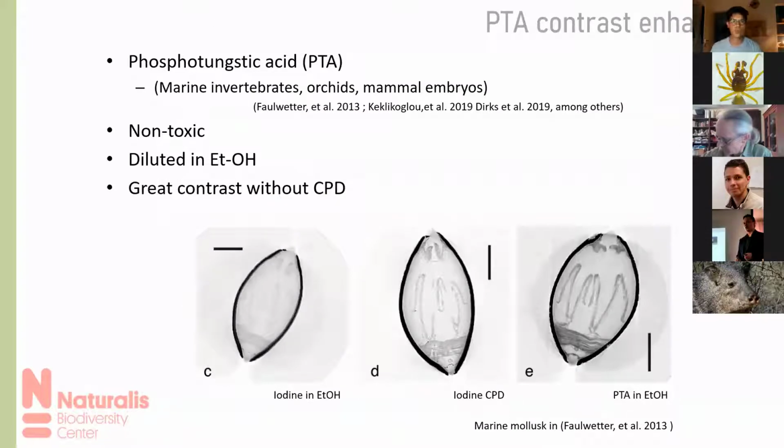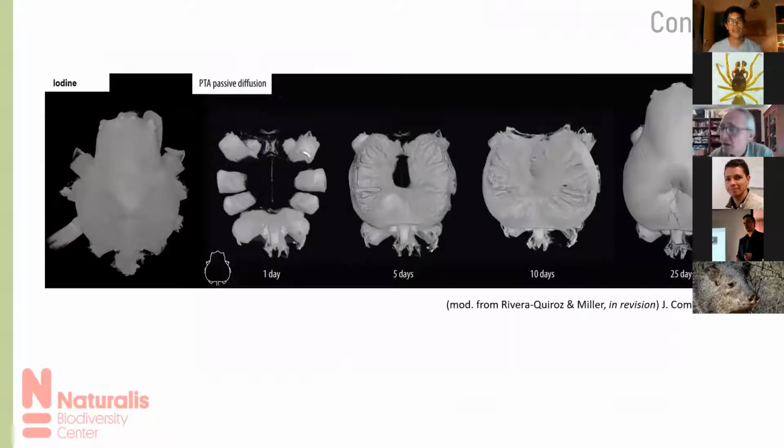And so for overcoming this problem, one of our technicians suggested the use of phosphotungstic acid, or PTA, that has been used recently in other marine invertebrates, some plants, and even mammal embryos, and has some advantages similarly to iodine, that is not toxic and it can be diluted in high concentrations of alcohol. But in contrast to iodine, it gives us a great contrast of the tissues without the need of critical point drying. So we went ahead and used also Araneus diadematus specimens to test the application.